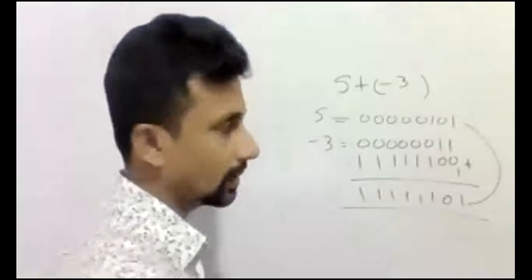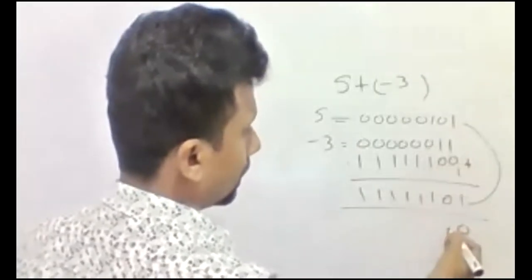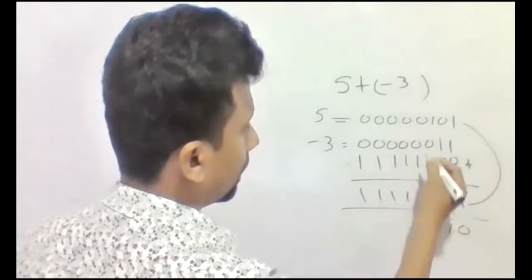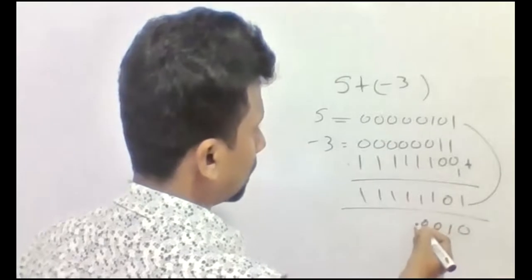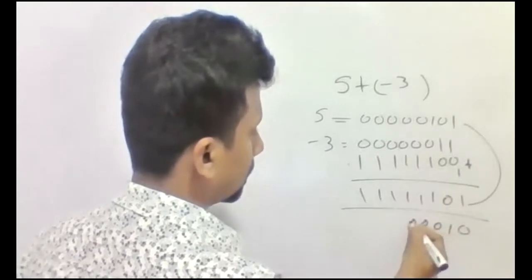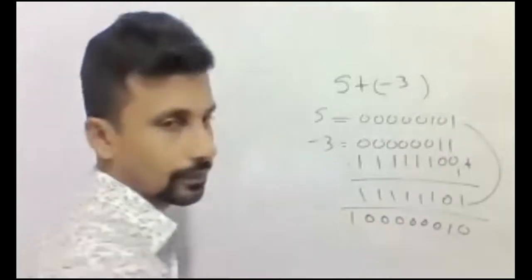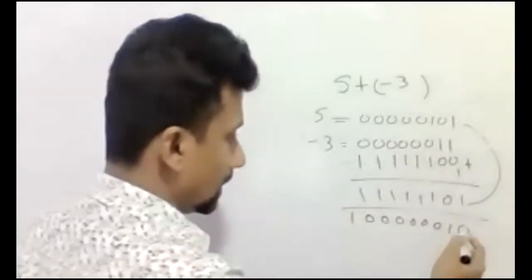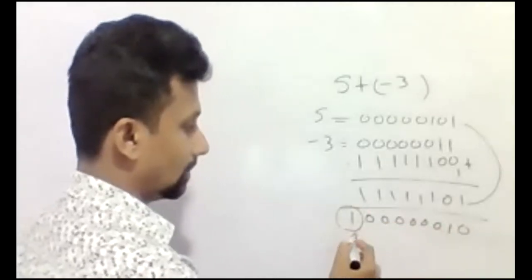So your answer will be: 1 plus 1 becomes 0. Here you get 1. Here you get 0. These all are zeros. And this is 1. Right? So you are getting 9 bits. So 9 bit.